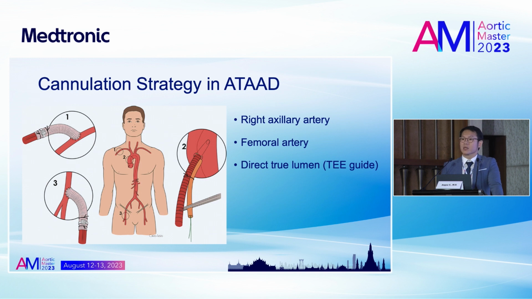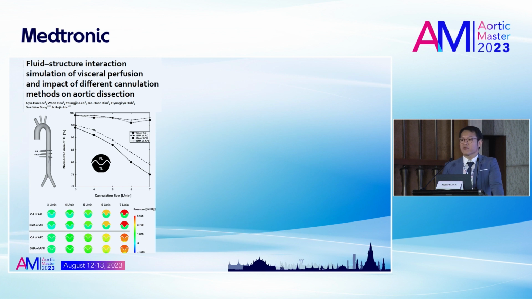My first strategy is the cannulation strategy. Normally we perform only right axillary artery cannulation to perfuse the brain and also perfuse our body. And the guideline recommends some femoral artery or direct lumen puncture. But only one perfusion site is enough for malperfusion patients. There is a study from the Korean group, Dr. Sukwan Song, who already showed us that if you perform only one side of the cannulation, right axillary artery, it may be not enough.